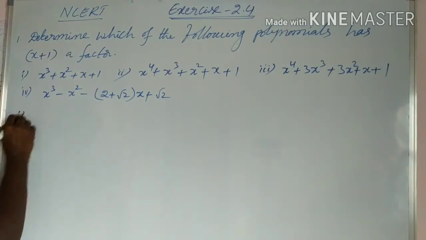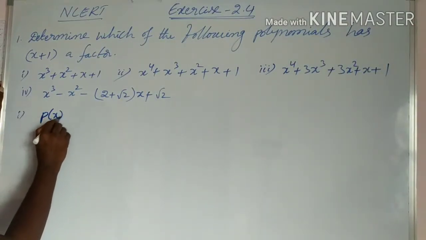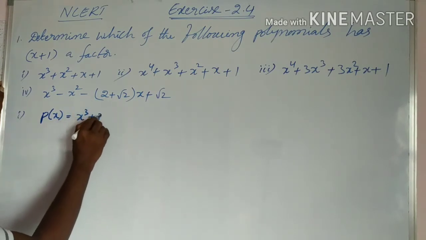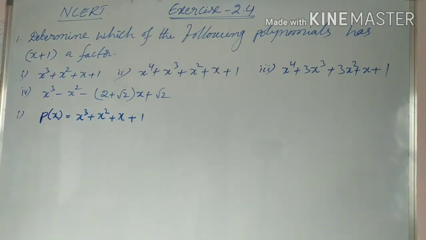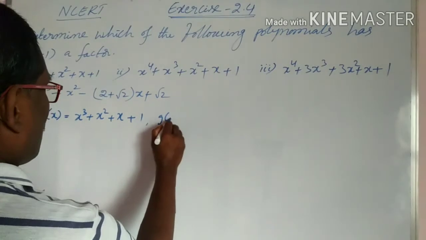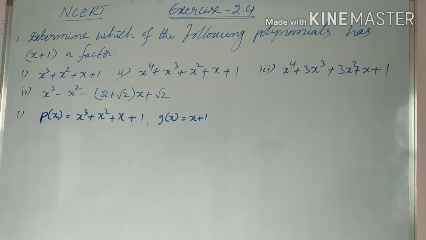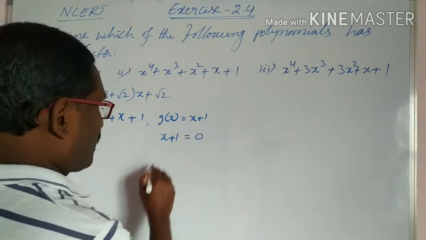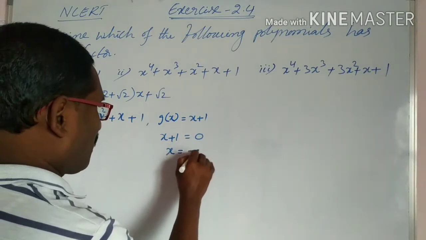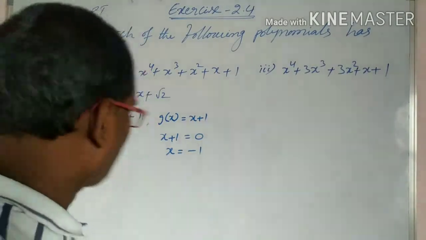See, first question, how to do. First I will take this polynomial p of x is equal to x cube plus x square plus x plus 1. Now g of x is equal to x plus 1. Take x plus 1 equal to 0, then x is equal to how much? Plus 1 becomes minus 1.